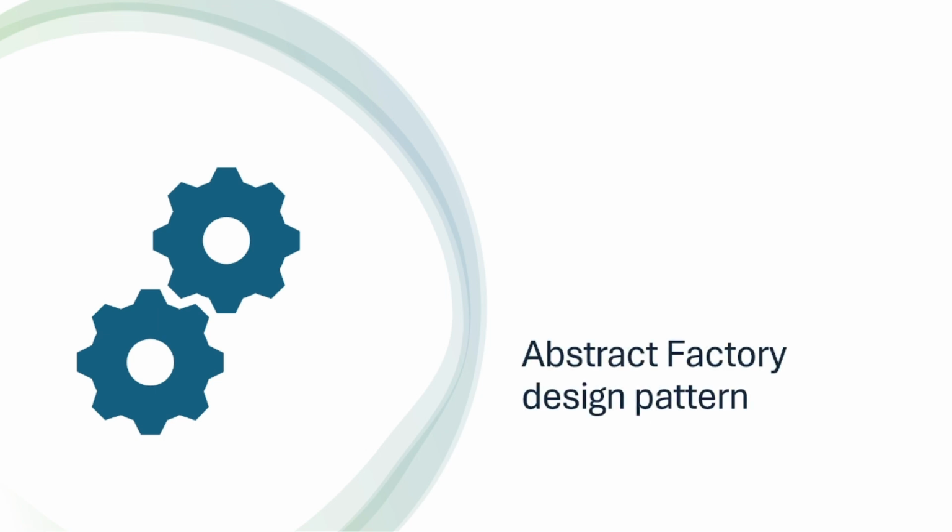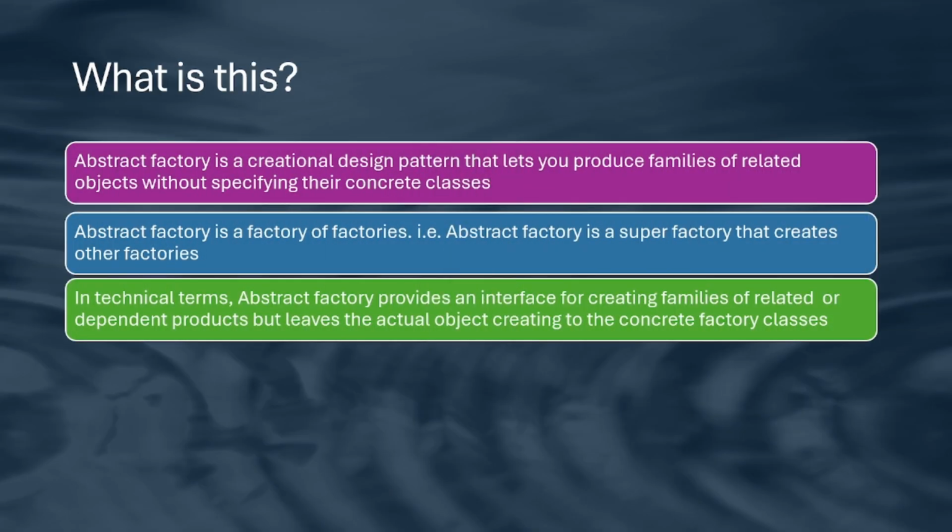Hello, in this video I am going to talk about the abstract factory design pattern, one of the popular and vastly used design patterns in software development. What is this? Abstract factory is a creational design pattern that lets you produce families of related objects without specifying their concrete classes. Abstract factory is a factory of factories, which means it is a super factory that creates other factories. In technical terms, abstract factory provides an interface for creating families of related or dependent products, but leaves the actual object creation to the concrete factory.